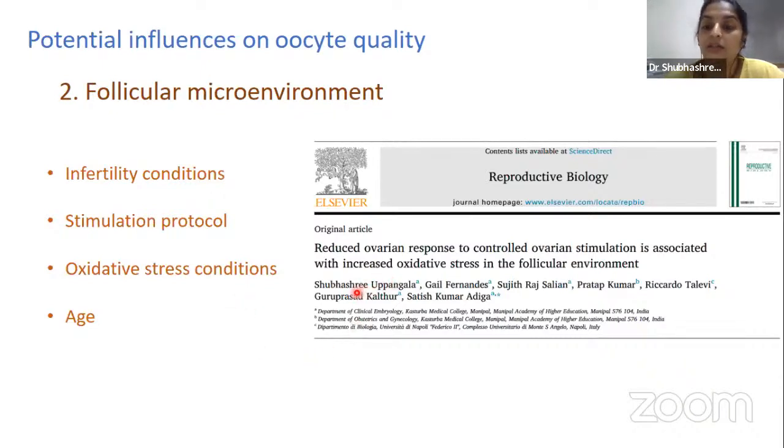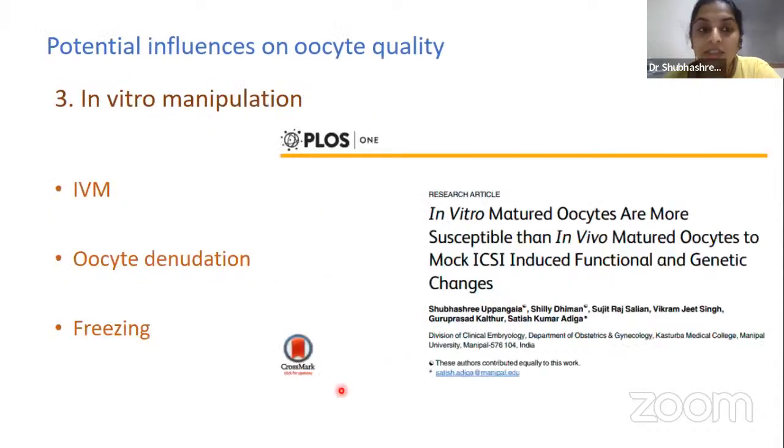In one of our studies, we have shown that the follicular microenvironment in poor ovarian response patients has increased oxidative stress that may lead to the poor embryo outcome that we get in this cohort of patients. Further, even the in vitro manipulations that we do in regular IVF labs may change the oocyte quality. Different manipulations such as in vitro maturation, oocyte denudation and freezing have been shown to decrease the oocyte quality, or at least have some influence on it. In one such study, we have shown that in vitro matured oocytes are more susceptible to ICSI conditions compared to in vivo matured oocytes. That's how different factors can influence the oocyte quality.